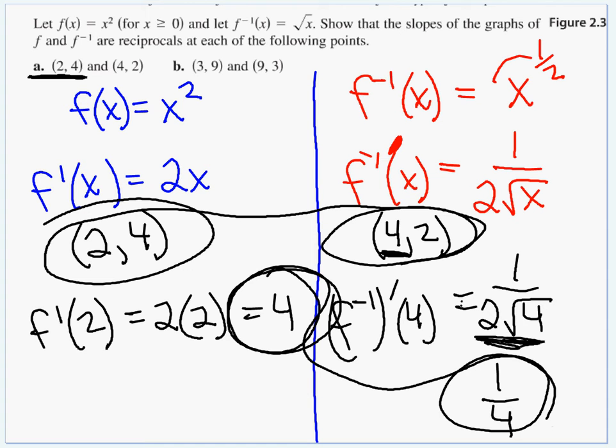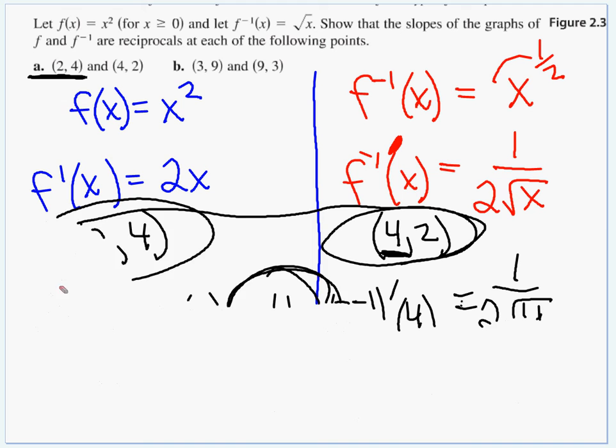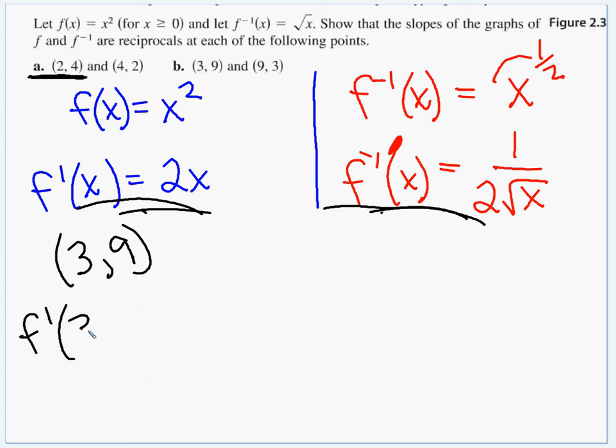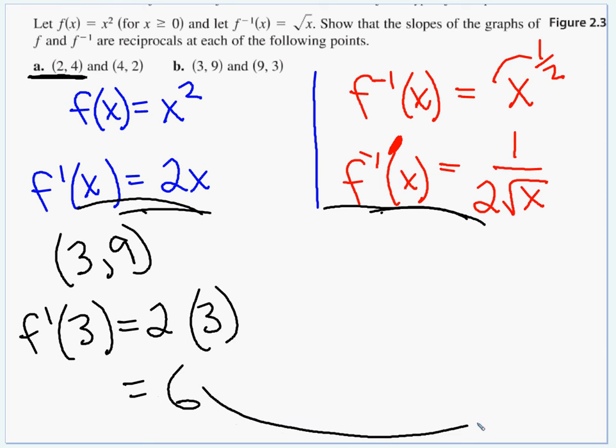We've got another point to do that too, though. We've got (3, 9) and (9, 3), just to have a little more fun. So back over to x squared. The point (3, 9) is on this graph. If we square 3, we get 9. So f prime of 3 is going to be 2 times 3, and that's going to equal 6. So we could say, okay, if this has a slope of 6, what's our reciprocal slope over here going to be? 1 over 6. But let's just check it to have fun anyway.